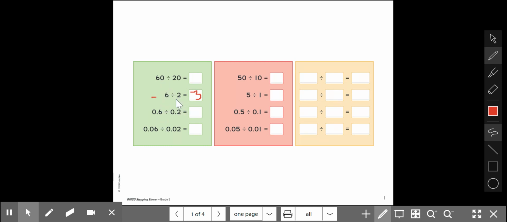Well, maybe from there I can put all of these things in perspective. So this is saying how many groups of 2 are there in 6? Well, okay. Now let me look at this one. How many groups of 20 are in 60? Well, there are 3. 20, 40, 60. How many groups of 2/10 are there in 6/10? Again, 3, and you see the pattern. 3. 3 200ths are in 600ths.